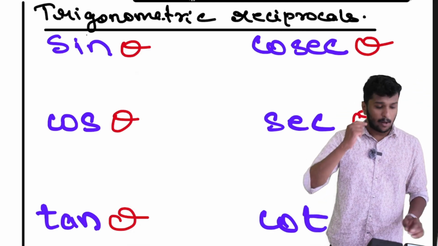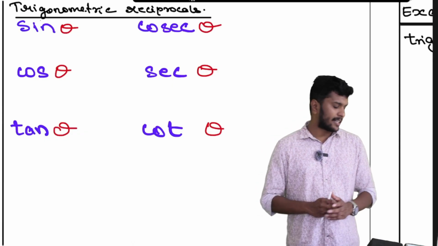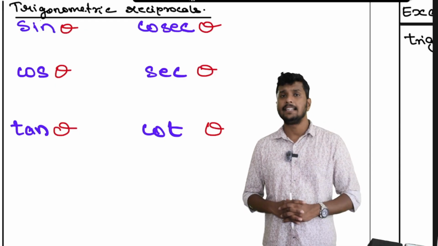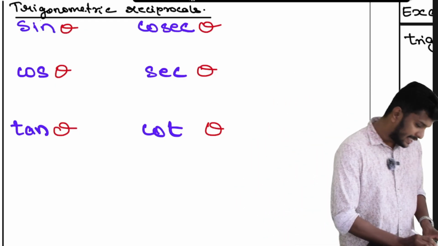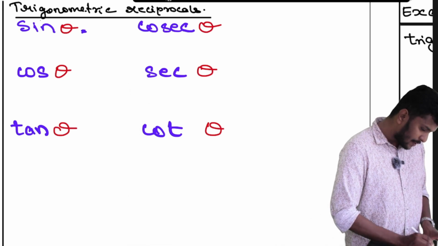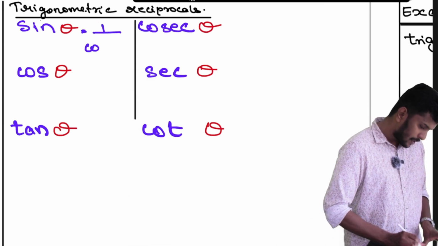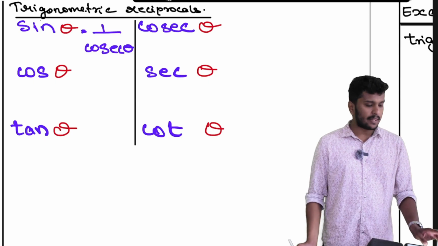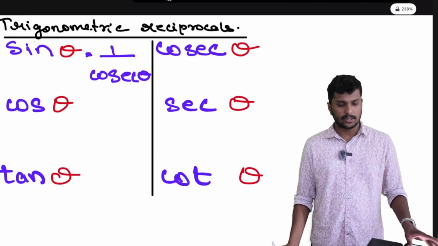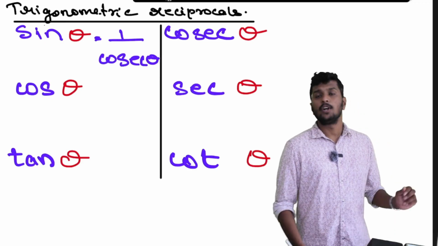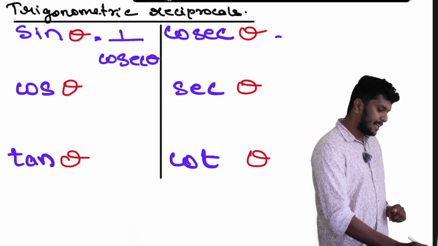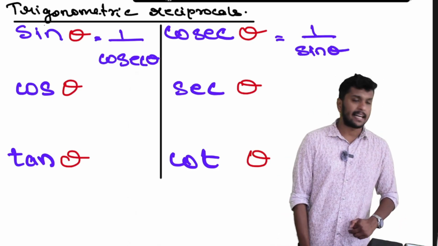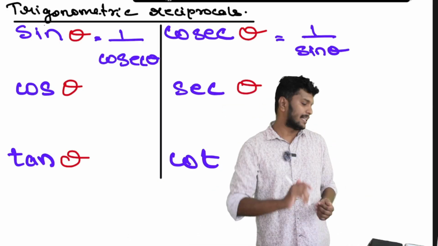We are going to learn the trigonometric reciprocals. Moving on to reciprocals, listen here, very important. The reciprocal of sine theta is always cosec theta, which I can write as 1 by cosec theta. Now cosec theta's reciprocal is what, my dear friends? Its reciprocal is 1 by sine theta. Sine theta's reciprocal is cosec theta, and cosec theta's reciprocal is sine theta.